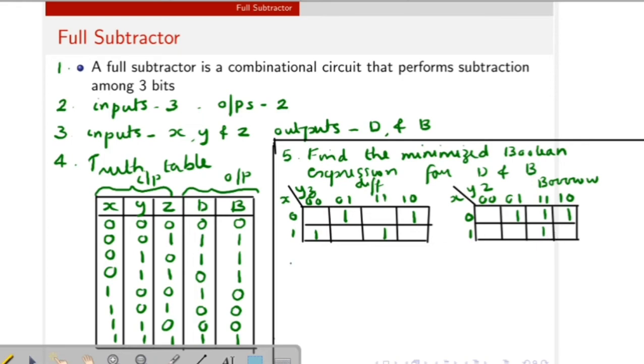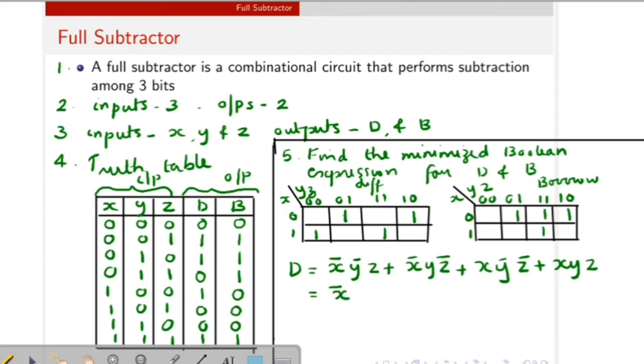So in the case of the difference, we cannot group the ones. So we can write the expression as: for this one it is x bar y bar z, plus this one it is x bar y z bar, plus for this one it is x y bar z bar, plus this one x y z. Okay, so apply the distributive law for the first and second term.